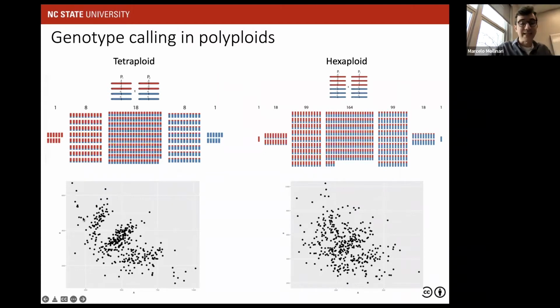As you can see, it's much more difficult to draw the limit between these clouds here. And this in a hexaploid is even worse, because you have classes like 1 and classes like 164. So how can you distinguish between all these classes in this scenario?